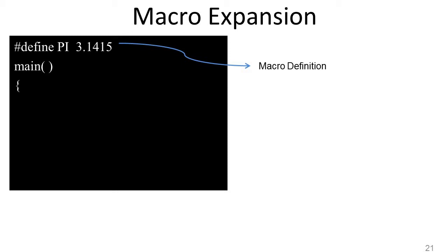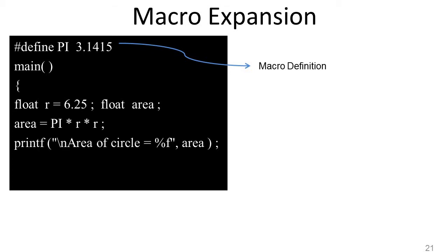Now inside this main function, there are certain variables that I have declared. There are two float variables, r and area, and I have calculated the area. Area is equal to PI multiplied by r squared, and printf prints the area of the circle. Now you can see over here I have not used 3.14, instead I have used PI. Now, how is this possible? Yes, this is possible.